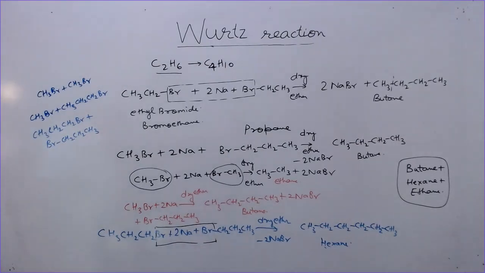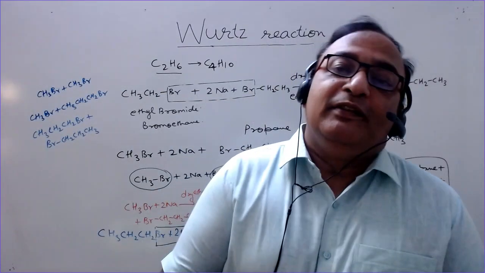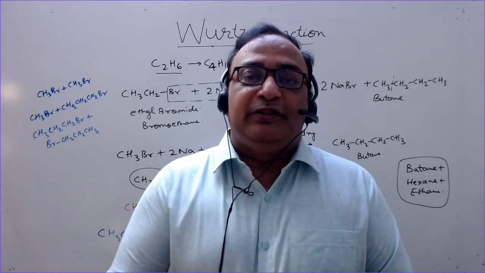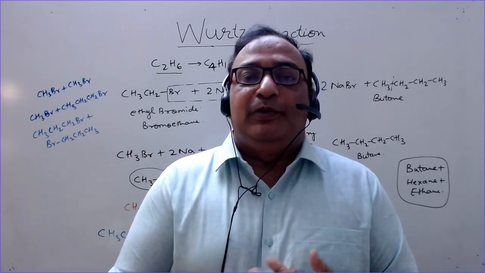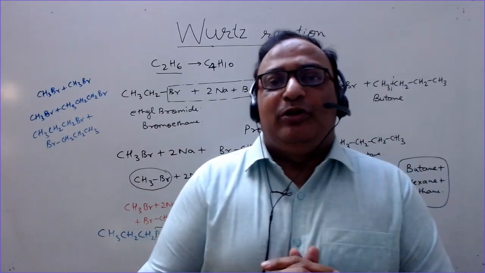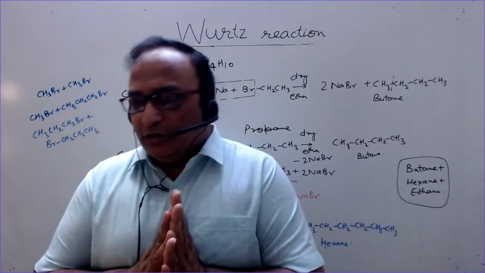These hydrocarbons have different boiling points. As a result, it is very difficult to separate the hydrocarbons from the mixture. That's why the Wurtz reaction is preferred only for making hydrocarbons which have an even number of carbon atoms, not an odd number of carbon atoms. This is a very important question, and it is very frequently asked in the exam, so you should remember this.